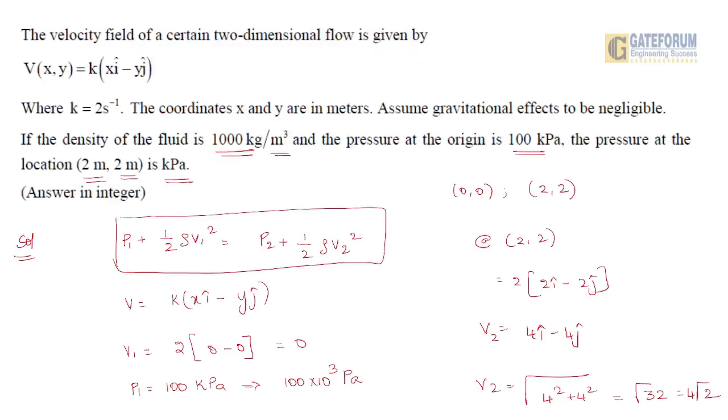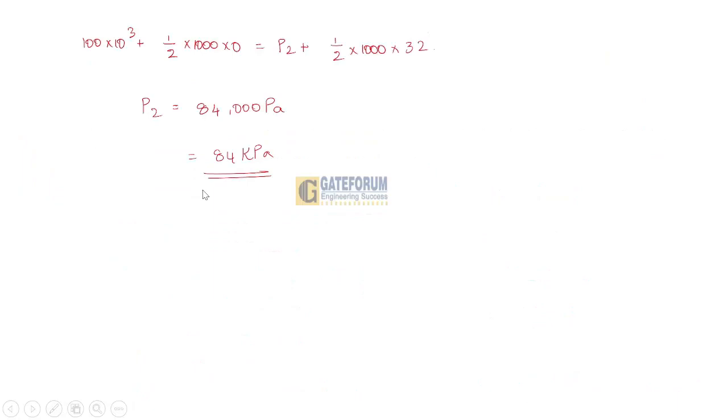That will be 100 into 10 cube plus half rho 1000 into 0 squared is equal to P2 plus half 1000 into 32. From here, try to get the value of P2. You should get around 84,000 Pascal, which will be 84 kilopascals. So the answer in integers will be 84 kilopascals.